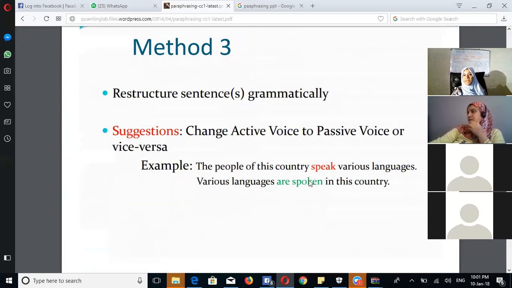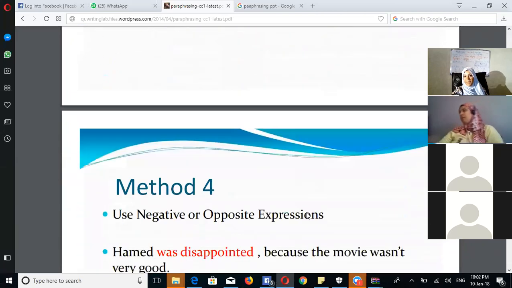Very good. So in the original sentence, the subject of the verb is the people of the country, the verb is speak, and the object is various languages. In the passive voice, you take this object and start your sentence with it. So: various languages, then are spoken, you use the verb to be plus the third form of the verb. In this country, you don't have to mention who the subject is. So various languages are spoken in this country.